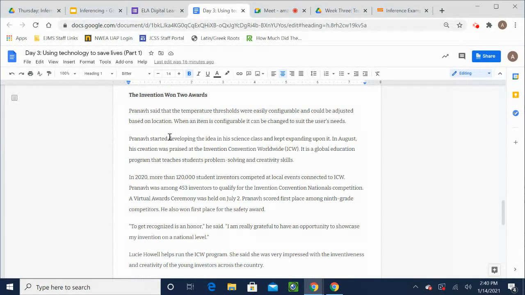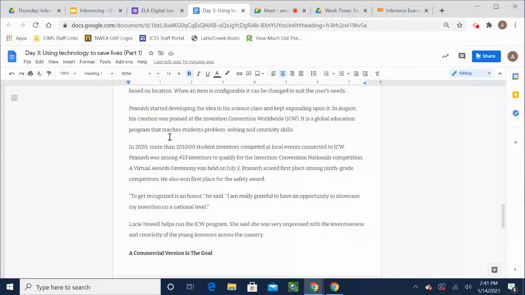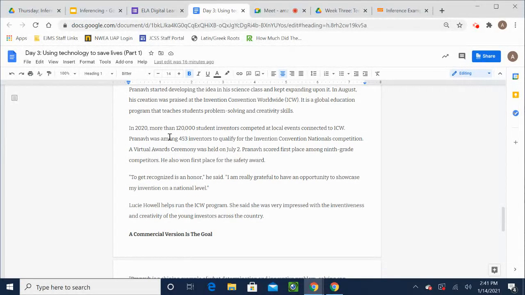The invention won 2 awards. Pranav said that the temperature thresholds were easily configurable and could be adjusted based on location. When an item is configurable, it can be changed to suit the user's needs. Pranav started developing the idea in his science class and kept expanding upon it. In August, his creation was praised at the Invention Convention Worldwide, ICW.